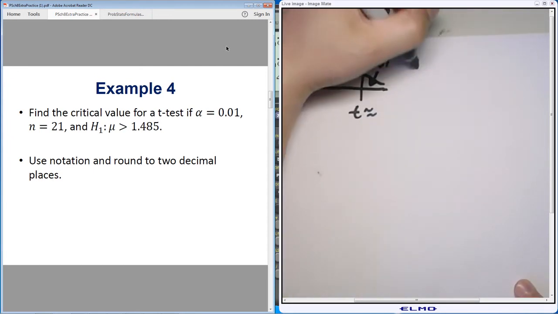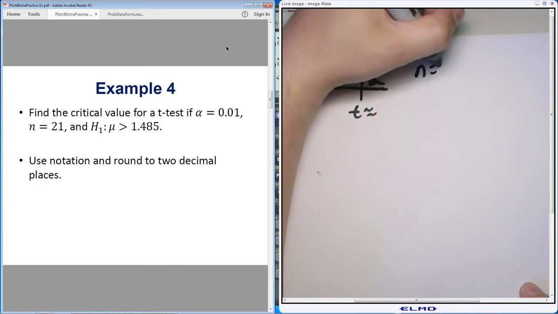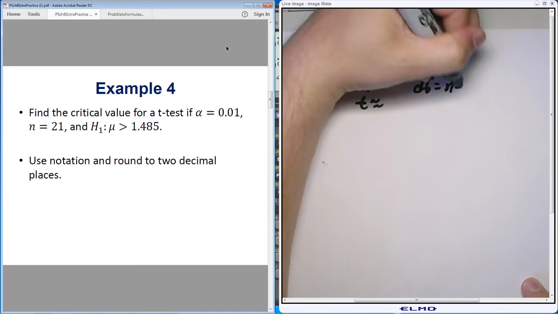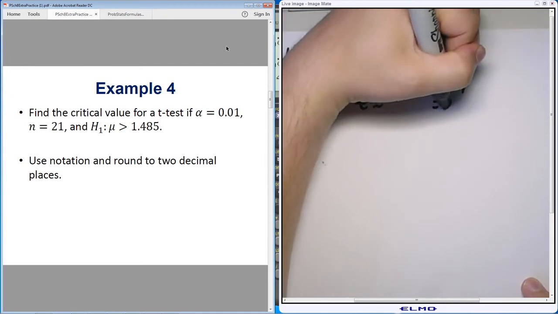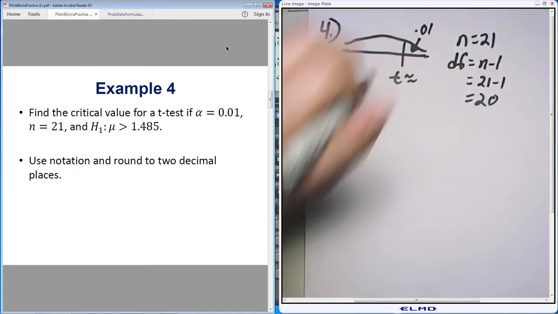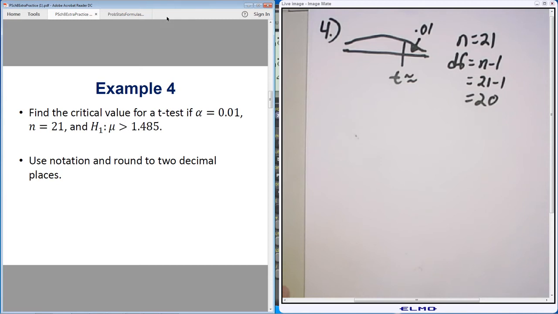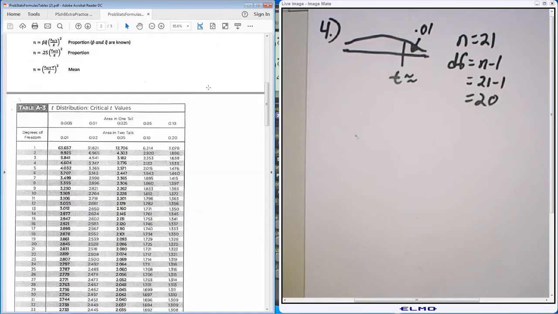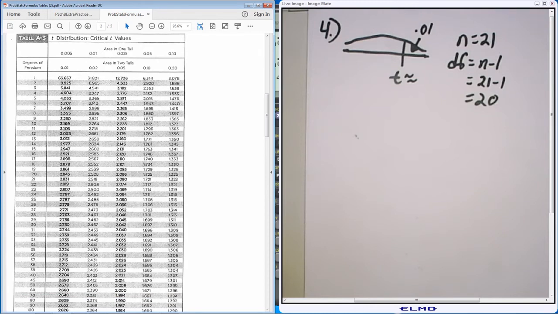Now let's talk about the sample size. N is 21. Since it's a t-distribution, I need the degrees of freedom, which is n minus 1. That's going to be 21 minus 1, which is 20. The next step is to use the table. On my formula sheets and tables packet, I scroll down to table A3. That's the t-distribution critical t-values. I have one tail, so the area in one tail is 0.01, and I match that column up with a degrees of freedom of 20.